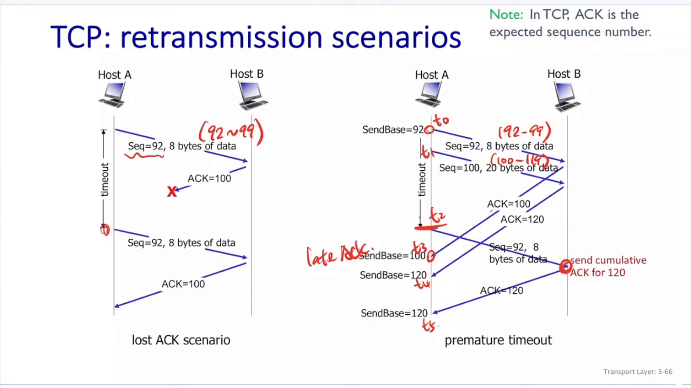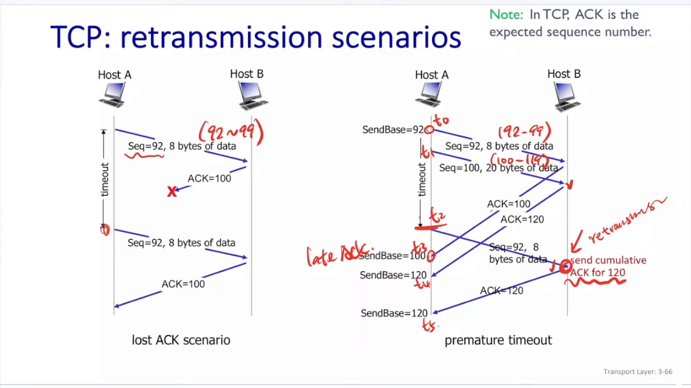at host B right here, when B received the retransmission, right? That is the red one. When B gets the retransmission, it will directly send a cumulative ACK for 120, right? Because at this moment, it already has up to 120, and at this moment, it still sends ACK 120.